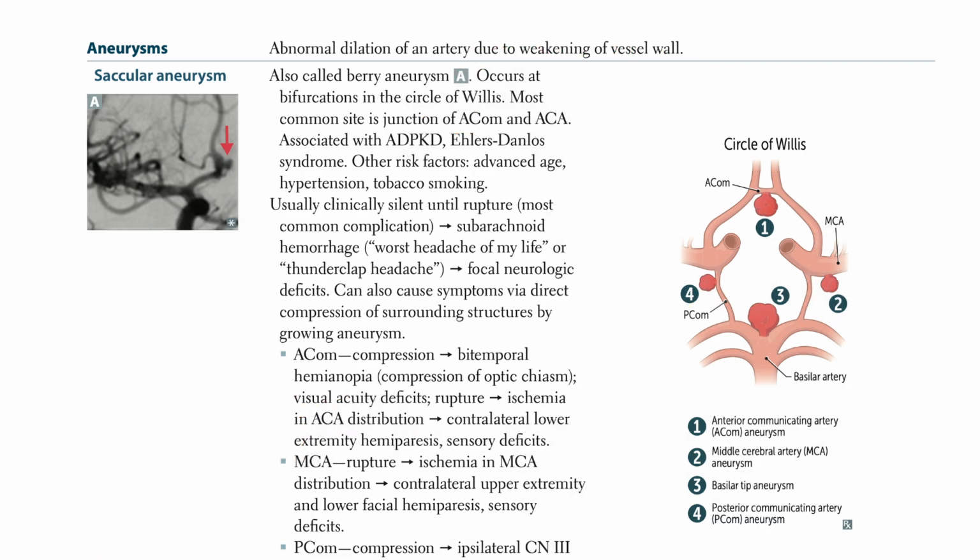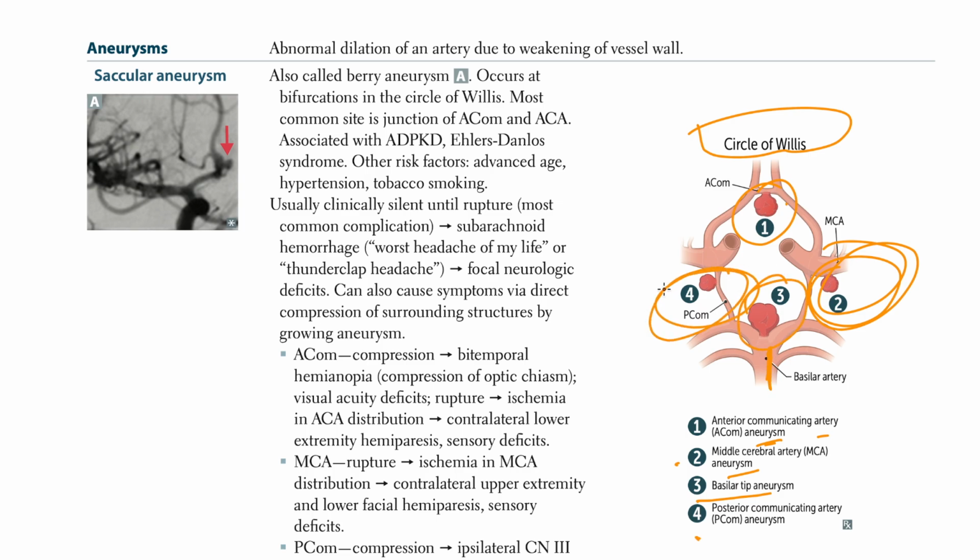Let's take a look at this picture, circle of Willis. Very nice, beautiful circle of Willis. We have the first one, this anterior communicating artery aneurysm. We can see that. Secondly, we can have an MCA aneurysm. We do see that right here. Third, we have the basilar tip aneurysm. And this is the basilar artery. At the tip of it, we can have an aneurysm. And the fourth thing is the PCOM aneurysm. And we talk about each one of them, how they are.